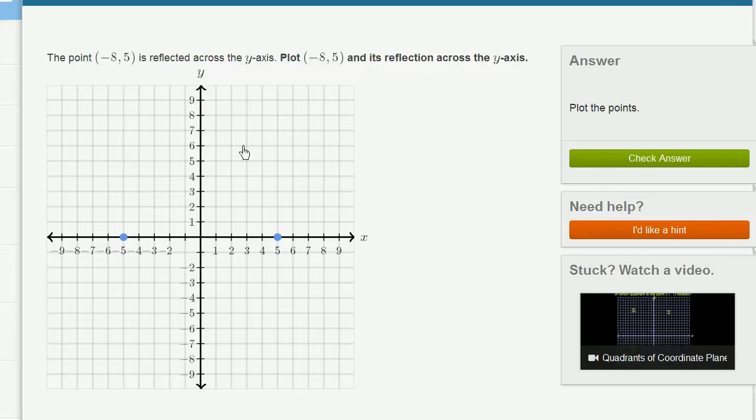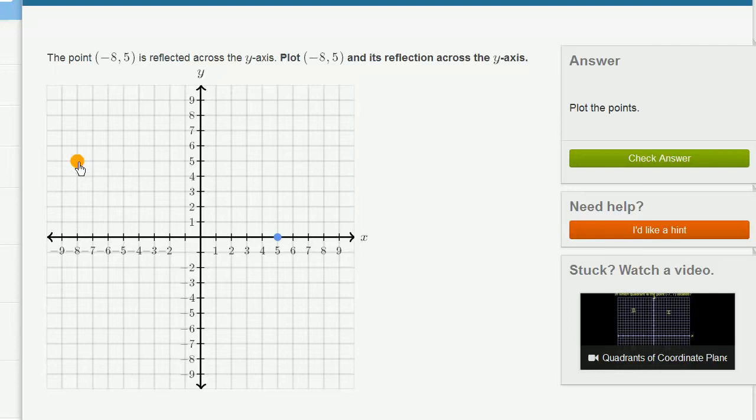So its x-coordinate is -8. So I'll just use this one right over here. So the x-coordinate is -8 and the y-coordinate is 5. So I'll go up 5. So the y-coordinate is 5 right over here. You see -8 and 5. We've gone 8 to the left because it's negative, and then we've gone 5 up because it's a positive 5. So we've plotted -8 comma 5.